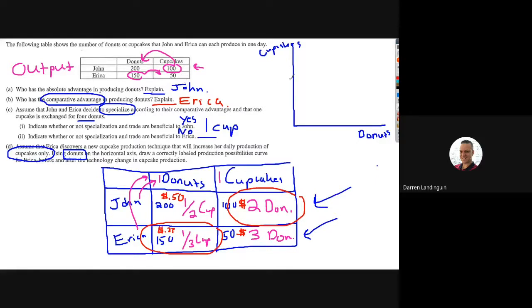Okay, so let's go with the total amount. How many cupcakes can Erica produce when she's using all of her resources efficiently? Total amount. 50. How many donuts can she produce? 150. Okay, so let's go ahead and put that there. Now let's connect the dots. All right, there's our PPC. Now, to illustrate this increase in cupcake production only, would I shift this entire curve outward? Like, should I have a whole new curve out here? No. So what should I only see an increase in? That's right. So this is how it should look, something like that. Boom. And there it is.